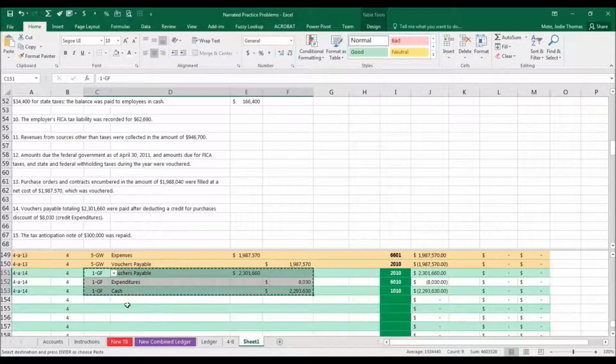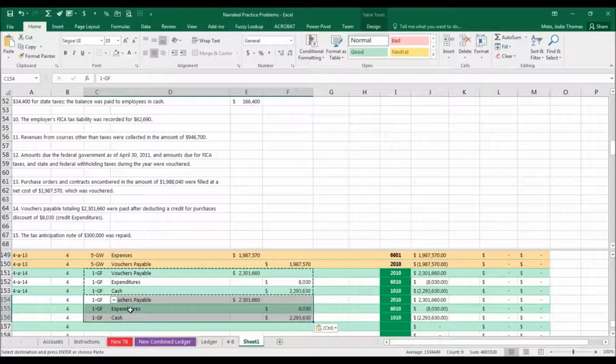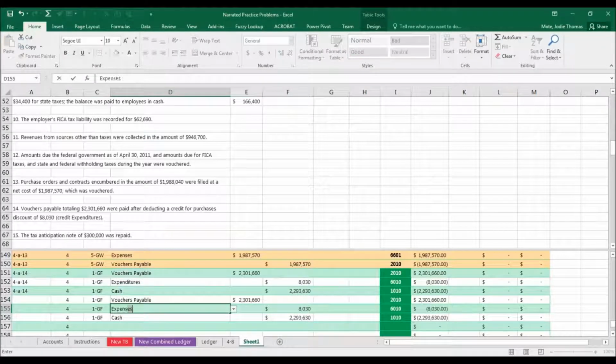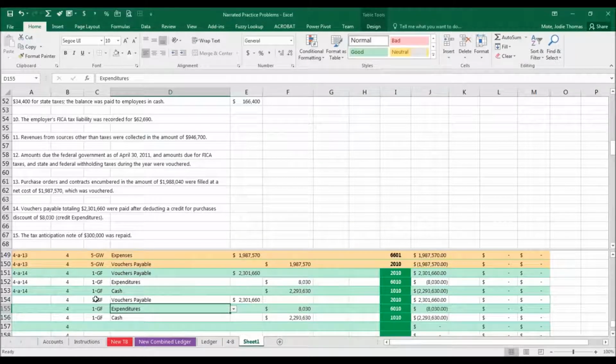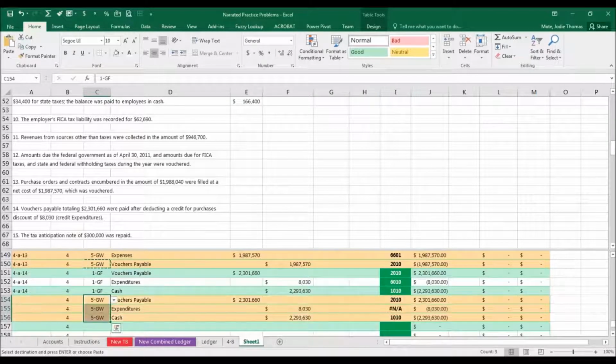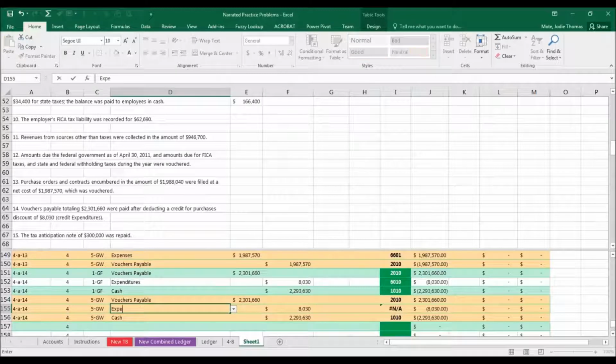government-wide entry is going to, again, look exactly the same, except you are talking about expenses. Oh, it's not letting me because I haven't fixed the journal yet. But data validation working well there. Now I can change it to expenses. Okay, for $8,030.